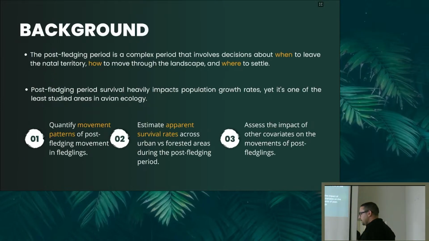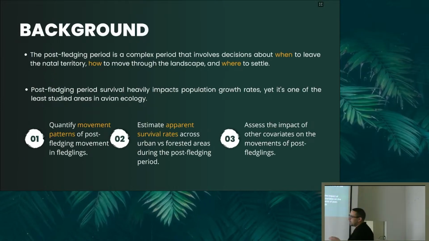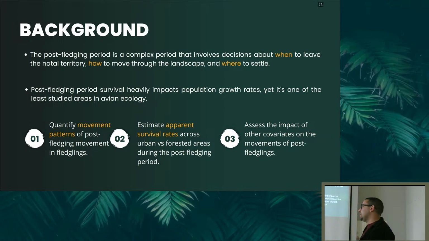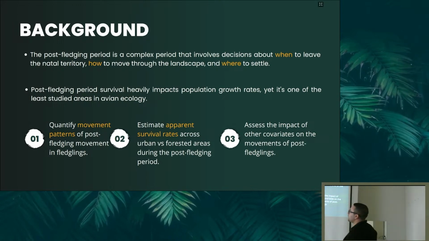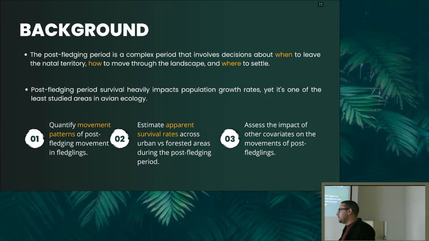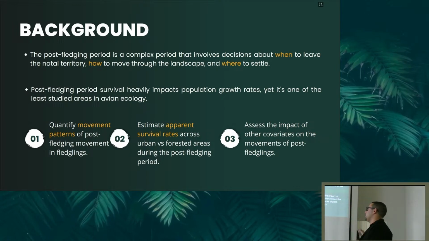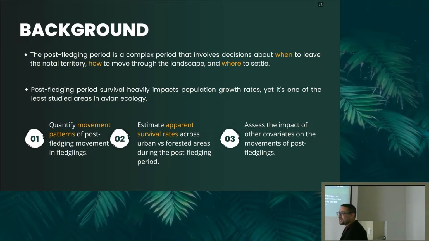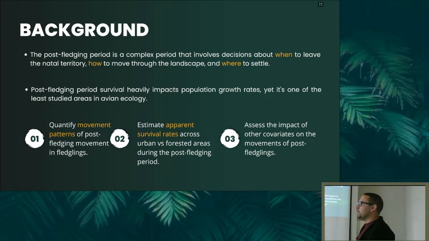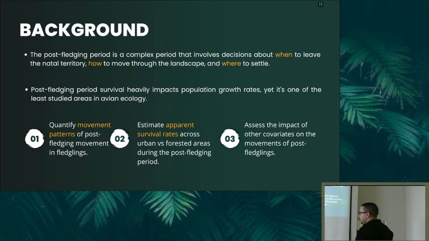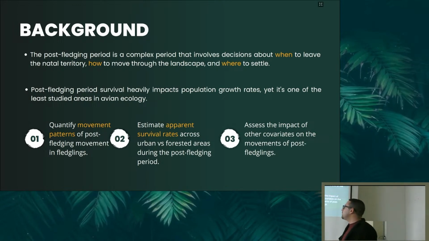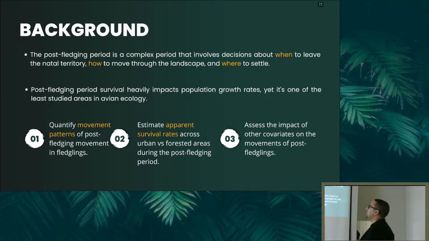And a little bit of background, the post-fledgling period is a very crucial and important stage in the life of every young bird, regardless of the species, right? And why is it important? It's important because it encompasses very important decisions, such as when to leave the safety of the natal territory and when to leave the parents, basically. How to move and how to navigate through different landscapes, and ultimately where to settle down and become independent.